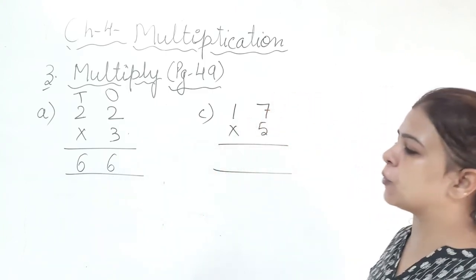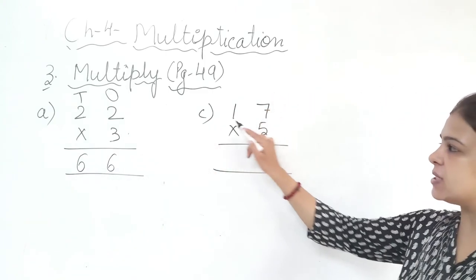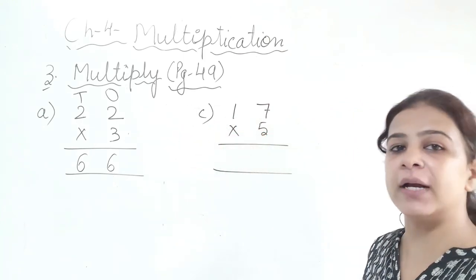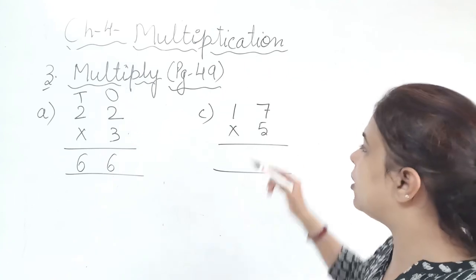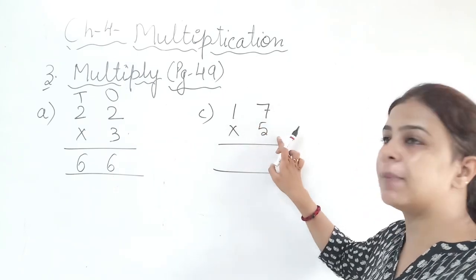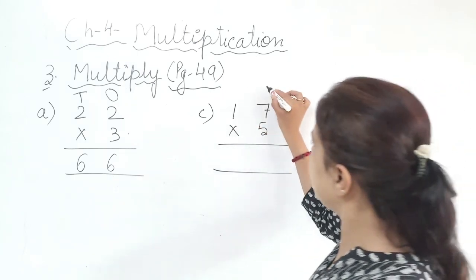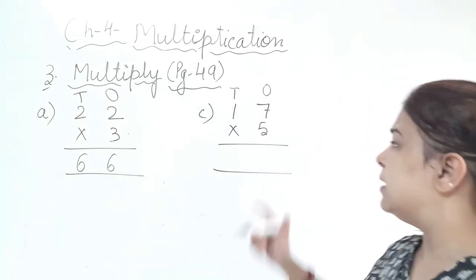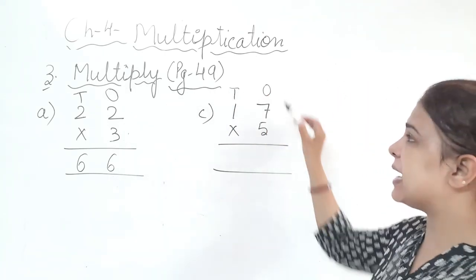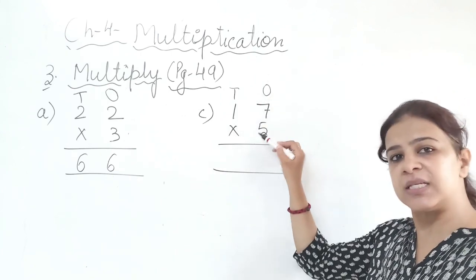Okay. Now coming to question number C. Now see, question number B you all can do. Now this question number C I am doing in front of you all. This is 17 multiplied by 5. Again I will put ones and tens over here. Now from where should I start? I should start from the ones place.